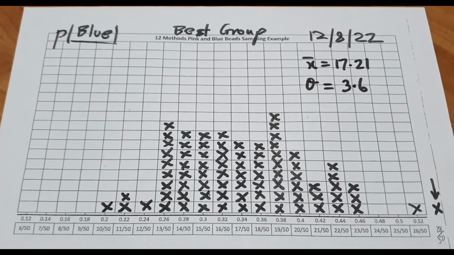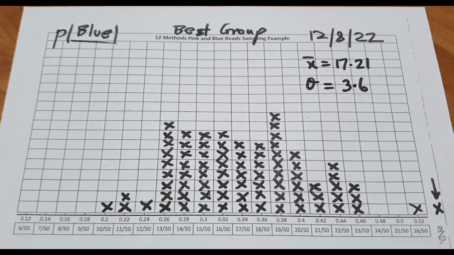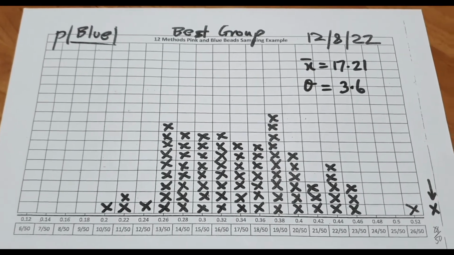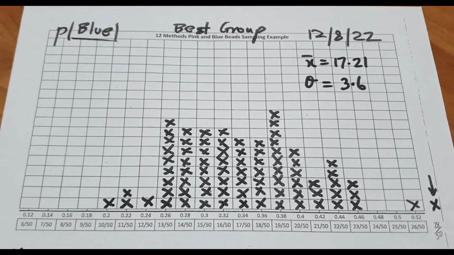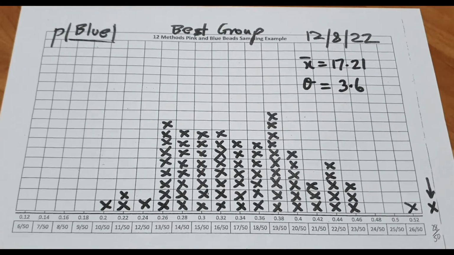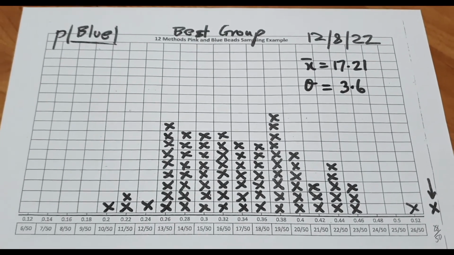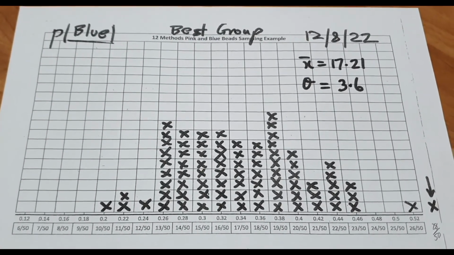Interestingly, the overall figures are better in terms of estimating the actual proportion of blue beads in the group, which was about a third. It worked out quite well as the average of the samples that we took.